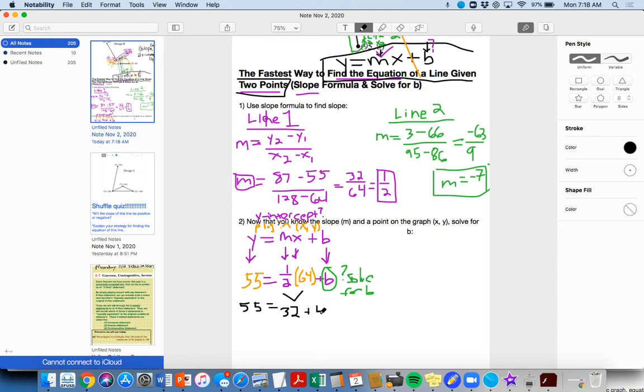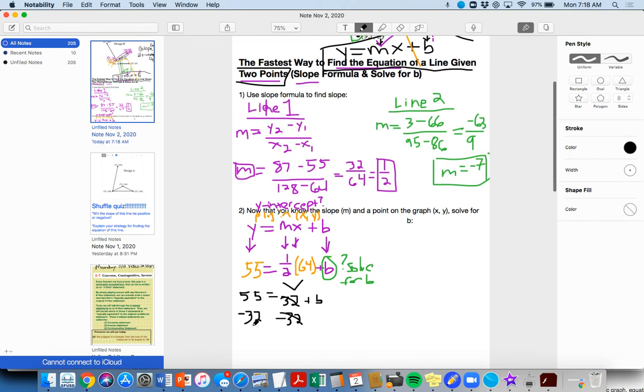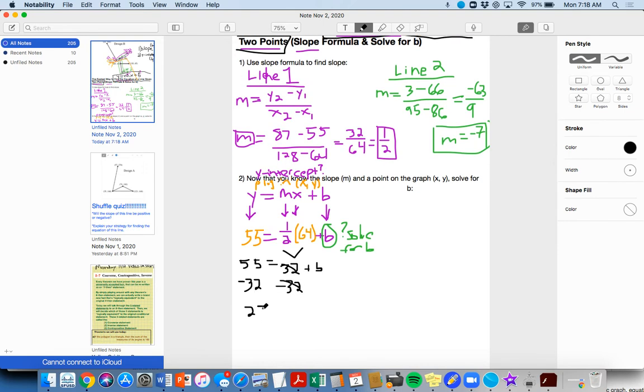And we still have this plus b hanging out here. Okay, so how do we isolate this b in this situation? If we're adding 32 to b, and that makes us equal to 55, then we just need to do the opposite. We need to take away 32 from both sides of the equation, and that will keep that equation balanced, and we will have solved for b. Minus 32. 55 minus 32 is 23, and that is our b.